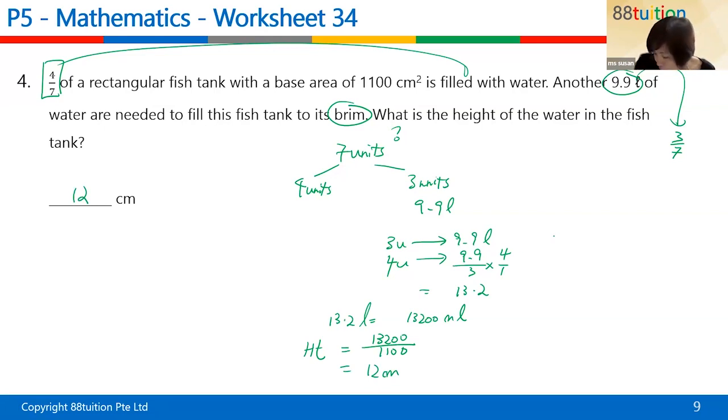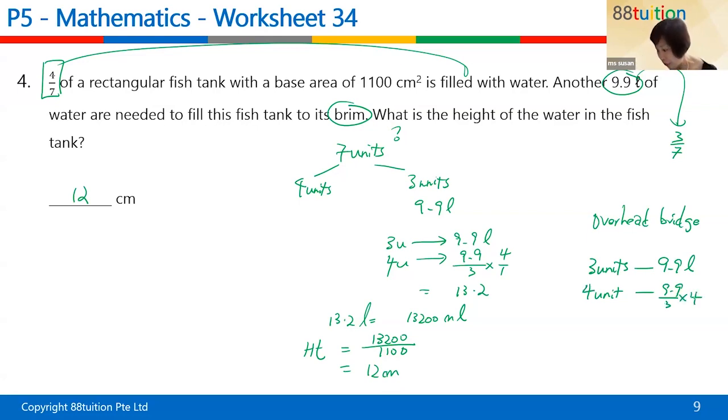I explore more on what is called the overhead bridge for those who want to do revision. Now, overhead bridge works this way. I have 3 units. I have 9.9. I equalize them because they are supposed to be unitary. So, of course, when you say I want to find 1 unit, it is 9.9 divided by 3. So if you want to find 4 units, isn't it times 4? Correct or not? So, I come up with this special formula called overhead bridge.